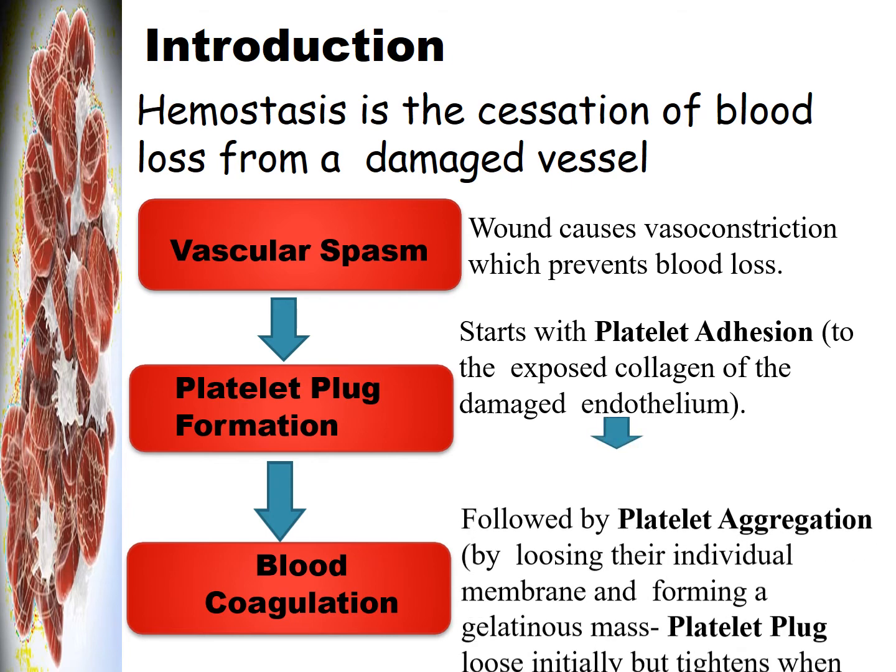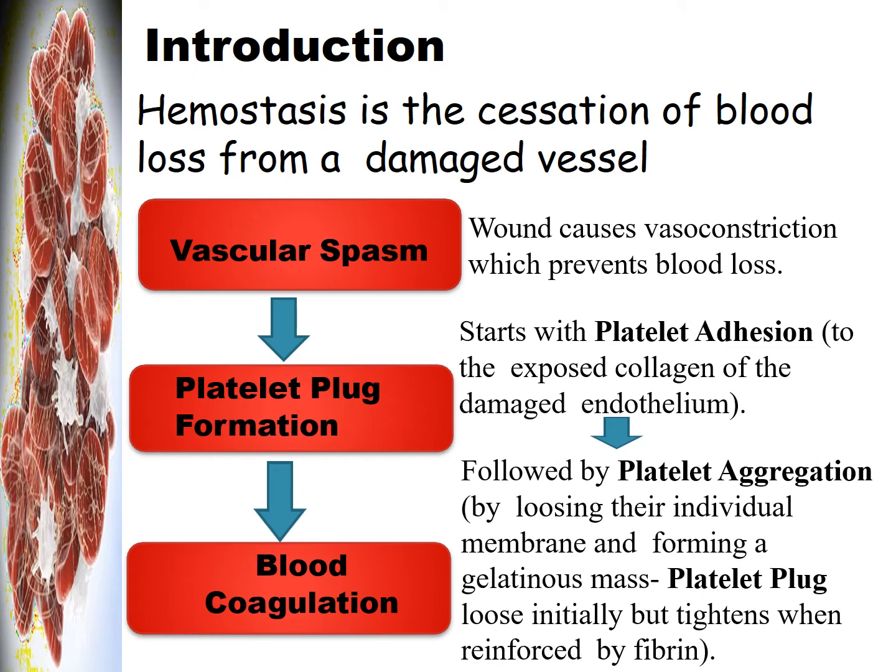Actually, this platelet adhesion is mainly followed by platelet aggregation. Platelet aggregation takes place by the platelets losing their individual membrane and forming a gelatinous mass at the injured area. That is the platelet plug. This platelet plug is initially in a loose form. Then after some time it tightens when it is reinforced by fibrin.